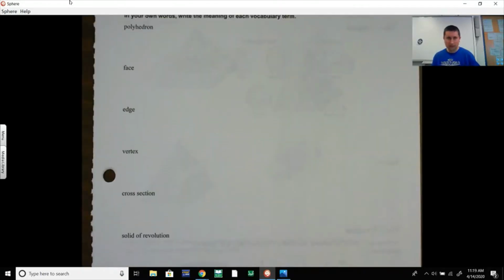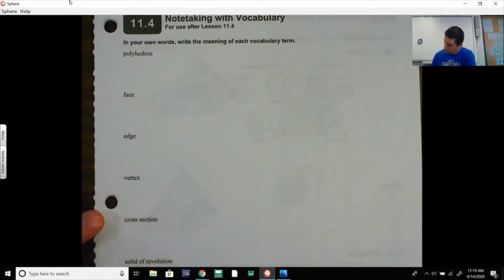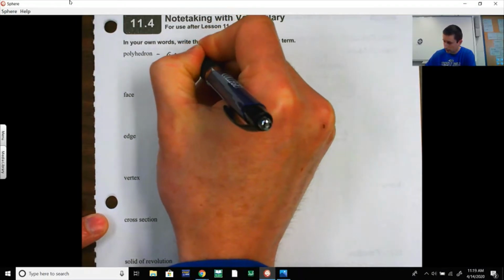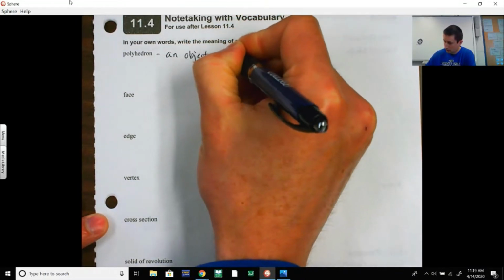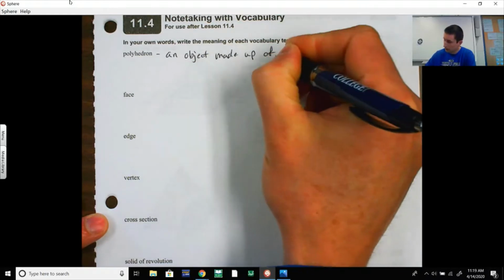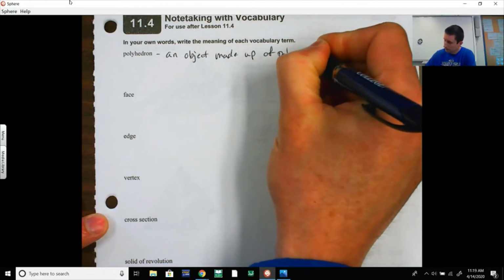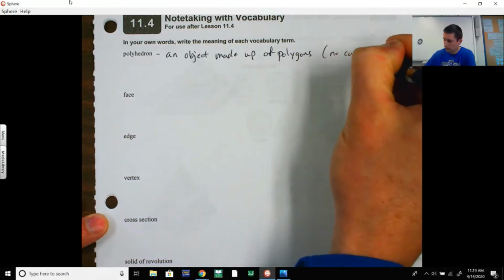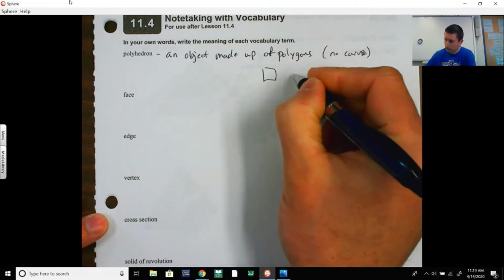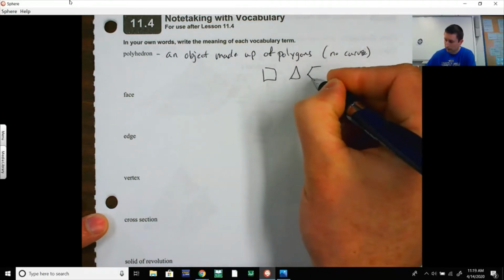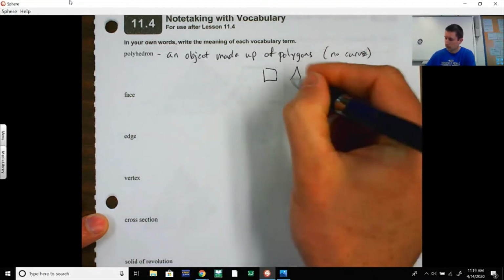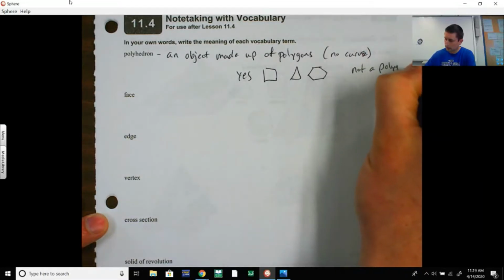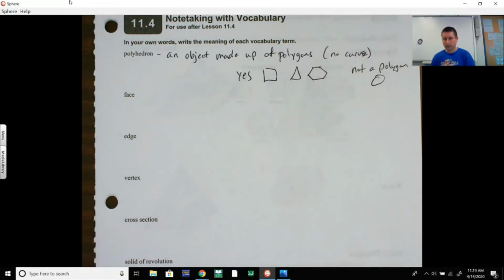Okay, here's all your terminology. A polyhedron is an object made up of polygons. Basically think no curves. Polygons are like squares or triangles or hexagons. Those are examples of polygons. Not a polygon is a circle. A circle is not a polygon.